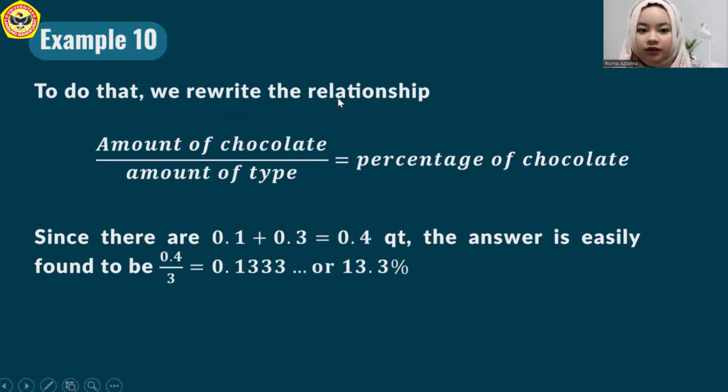So to do that, we will write the relationship: amount of chocolate over amount of type equals percentage of chocolate. So since there are 0.1 plus 0.3 equals 0.4 quarts, the answer is easily found to be amount of chocolate is 0.4 over the amount of the type, which is 3. So that equals 0.1333, or 13.3%.